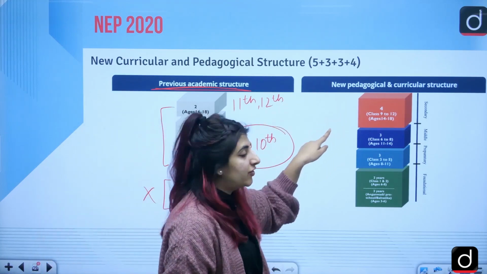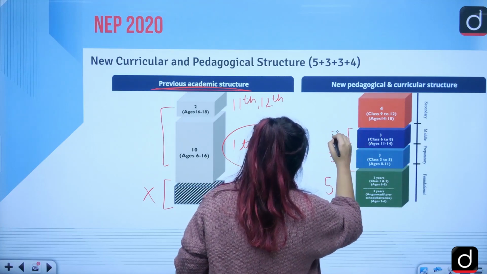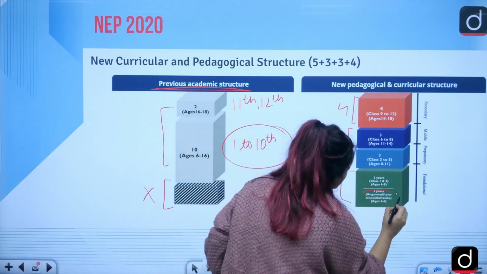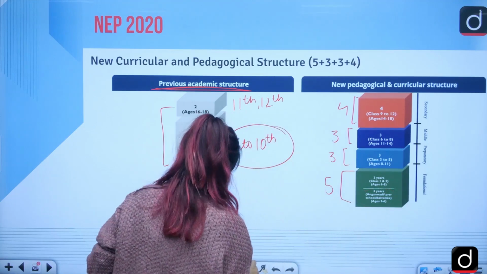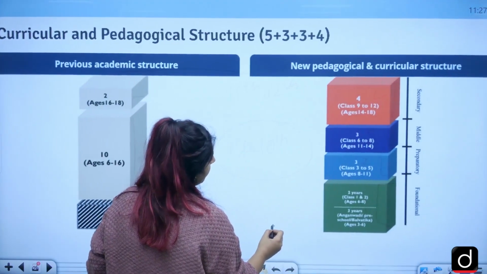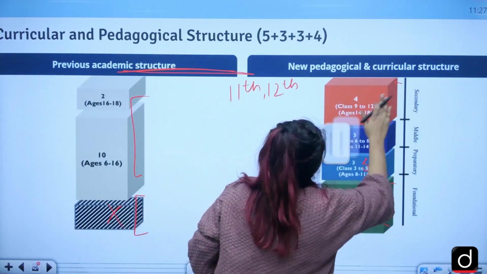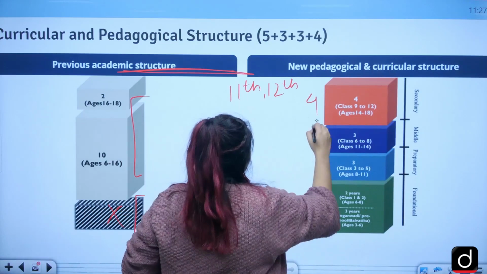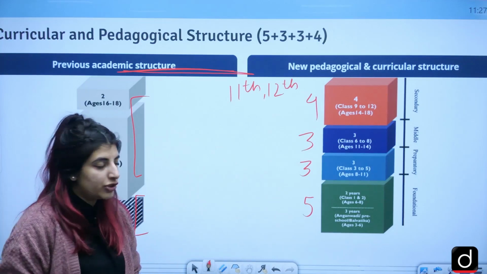Here in the new structure, they have given the 5, 3, 3, 4 thing. Now how have they done that? Let me just write it down for you, or let's just increase the size. I hope it's visible now, right? So 4, right? 5, 3, 3, 4. This is what they have done now in the new pedagogical structure, right?